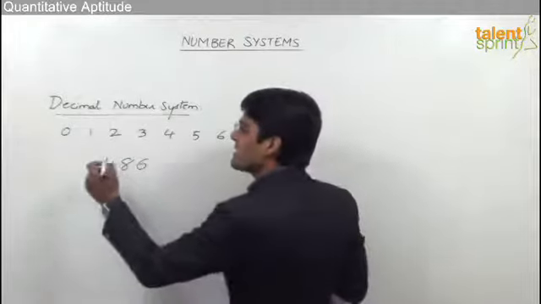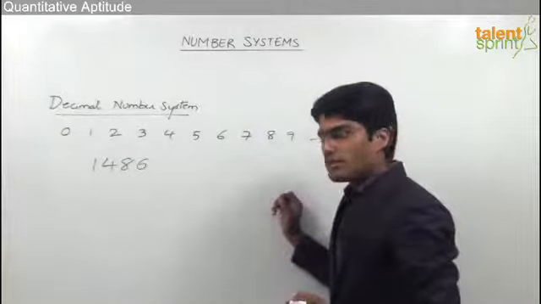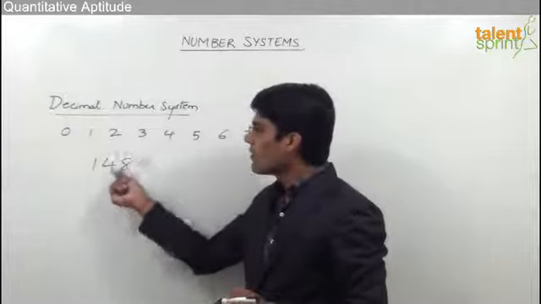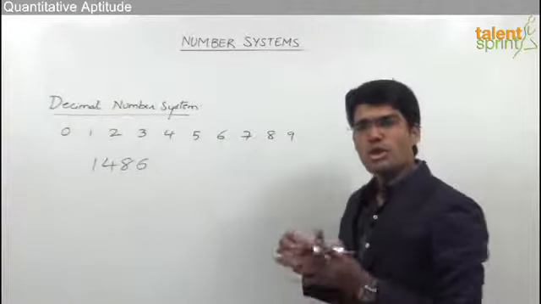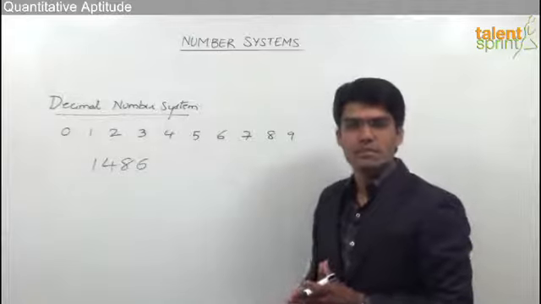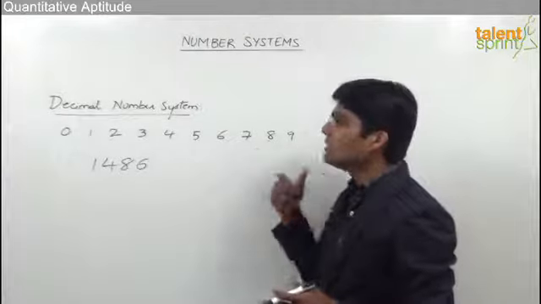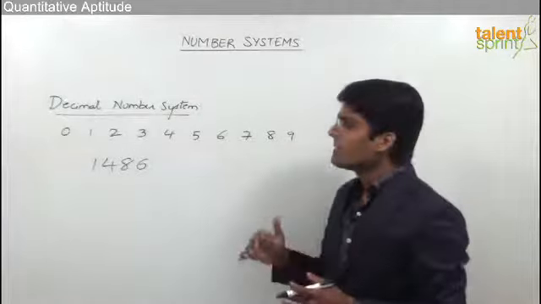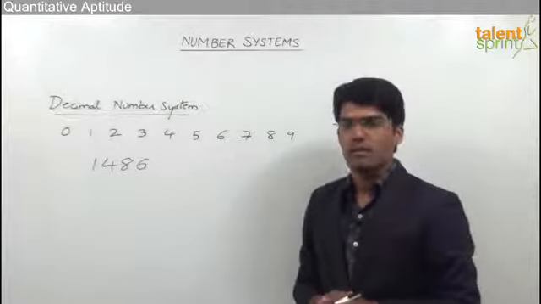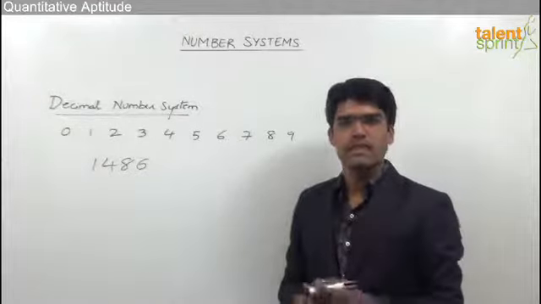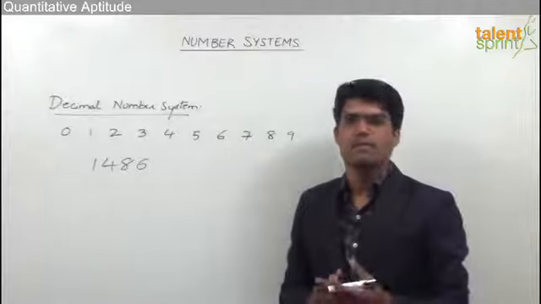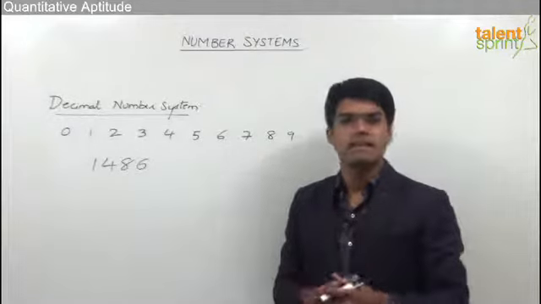Similarly, let's say the number is 1486. Now this is a combination of 1, 4, 8 and 6. So whatever numbers we use in our calculations are all made up of these 10 digits. Why? Because we follow the decimal number system. Like the decimal number system, there are various other number systems. For example, there is something called the binary number system.